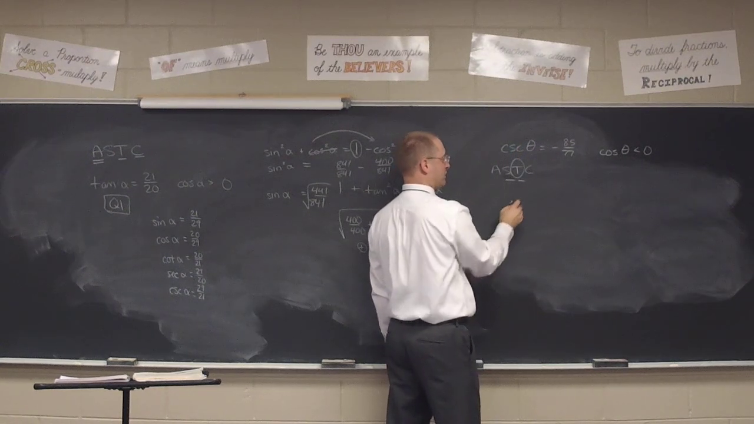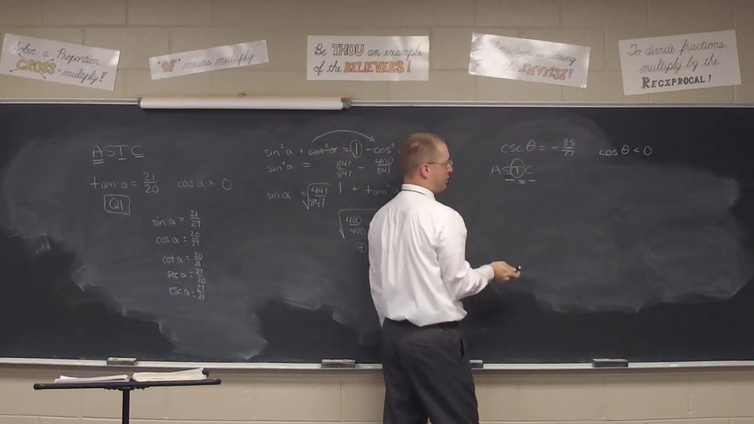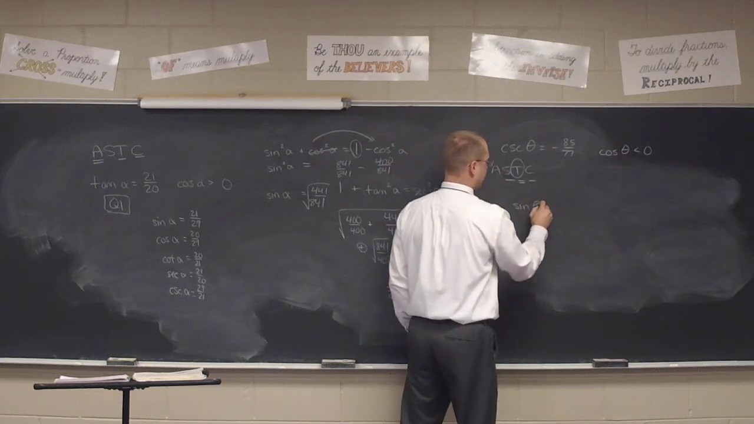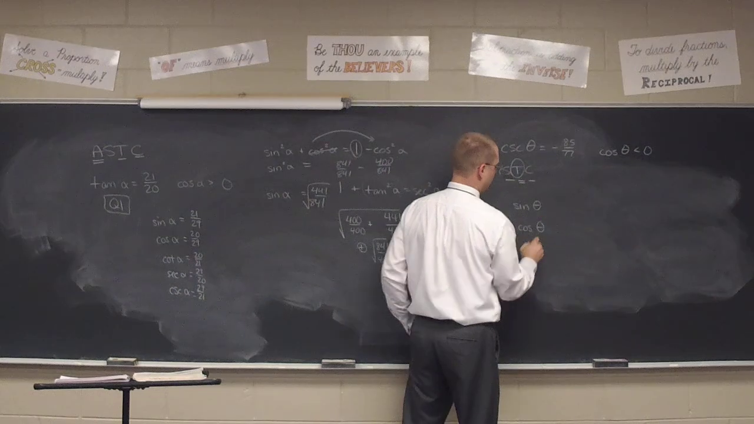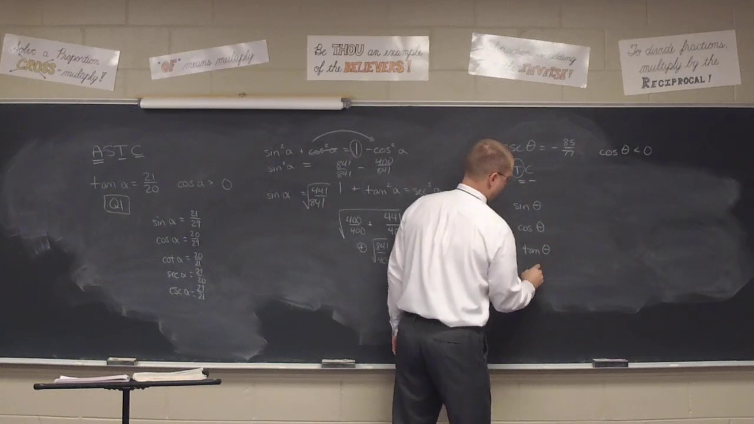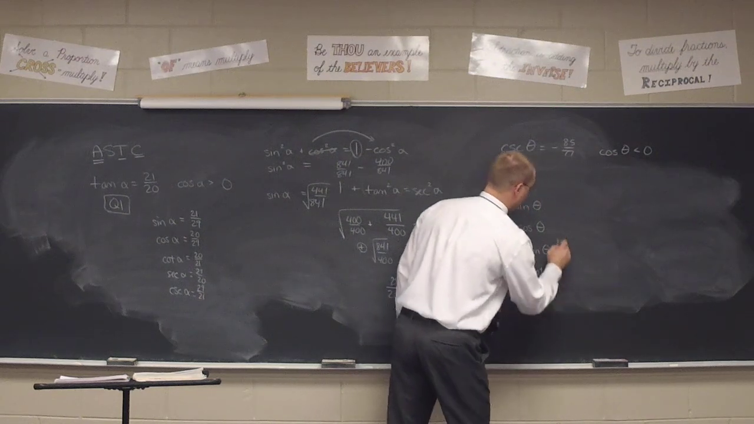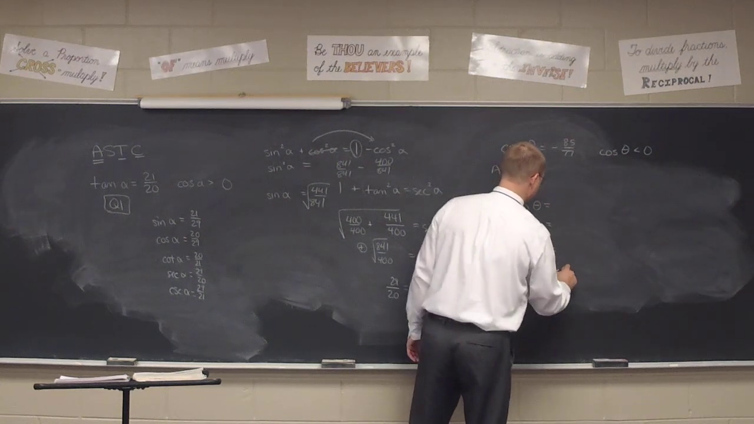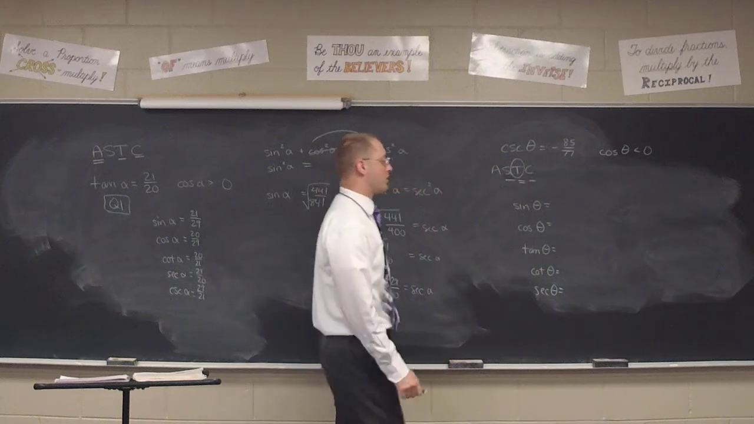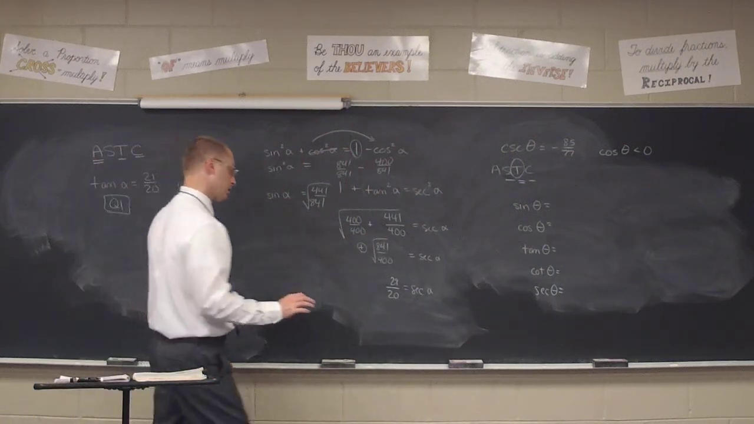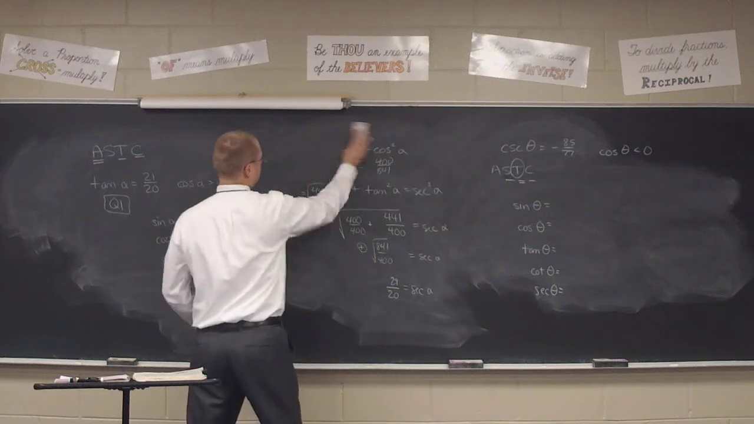Cosecant's also negative, so that's either third or fourth. It's got to be the third quadrant. So as we list these out, the sine of theta, the cosine of theta, the tangent of theta, the cotangent of theta, the secant of theta, but certainly not the cosecant of theta. We already know that one. We know that the only ones that are going to come out positive, class, are the tangent and cotangent.